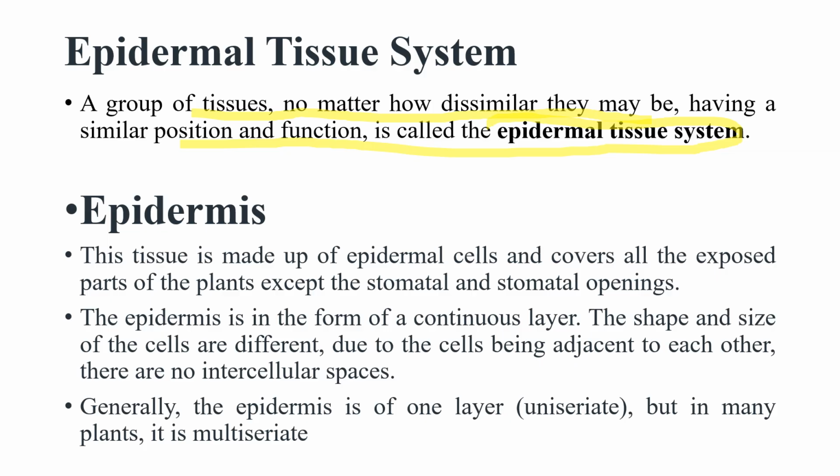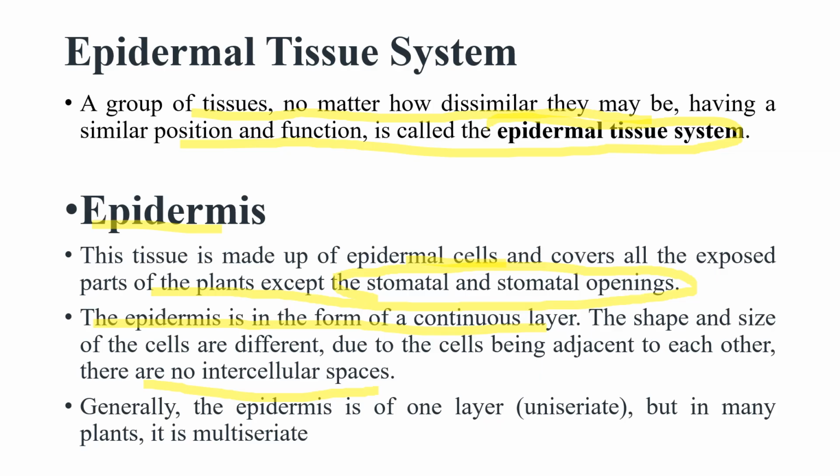So first of all, what is epidermis? It is the outer layer of the plant. The tissue is made up of epidermal cells that cover all the exposed parts of the plant except stomata and stomatal openings. So some exceptions are there. Some minute pores are present where the epidermis layer is not present. The epidermis is in the form of a continuous layer. The shape and size of the cells are different, the cells being adjacent to each other. There is no intercellular space in the epidermal tissue system.